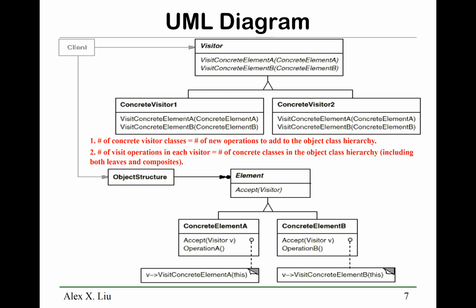This is the UML diagram of the visitor pattern. We call this the object class hierarchy, and we call this the visitor class hierarchy. In the object class hierarchy, we embed a hook, accept visitor, in each class. In the visitor class hierarchy, we have a visit function for each concrete class in the object class hierarchy. Note two things. One is the number of concrete visitor classes is equal to the number of new operations you want to add to the object class hierarchy. This is one operation. This is another operation. So you can see that we use each class for the purpose of an operation.